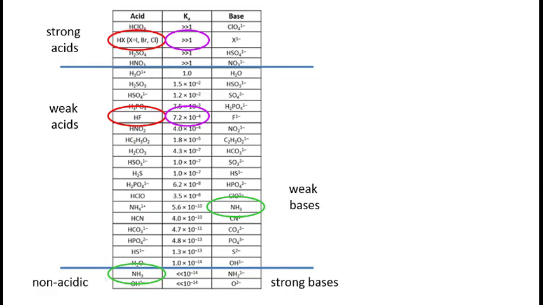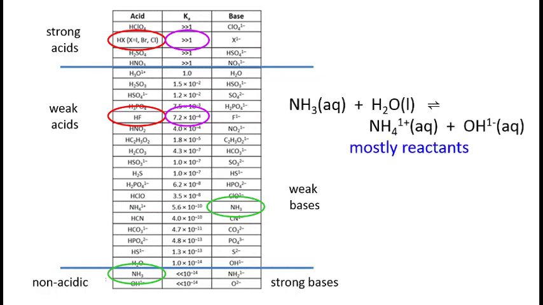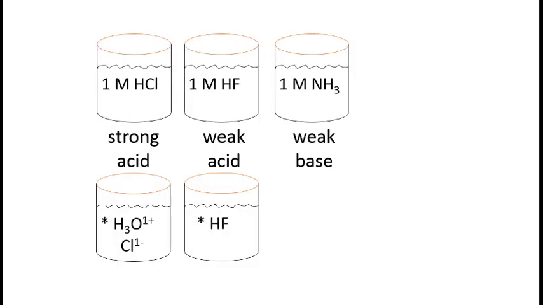This means that the reaction between the weak base ammonia and water is not extensive, remaining mostly reactants. Now, that doesn't mean there is no hydroxide in the solution. Ammonia is a weak base, but the primary species is still NH3.